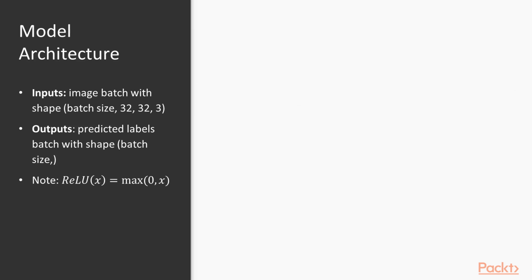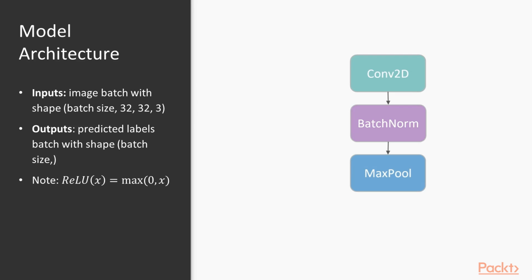So before coding up a model, it's useful to have a high-level understanding of what you're about to build. Let's sketch our model diagram. Here is a common layer sequence seen in convolutional neural networks. The output of a convolutional layer is fed to the batch normalization operation, and then max pooling. Note that the convolutional layer often uses the ReLU, short for rectified linear unit, as its activation function.